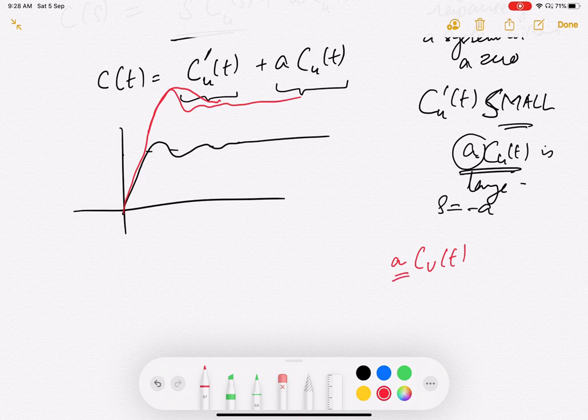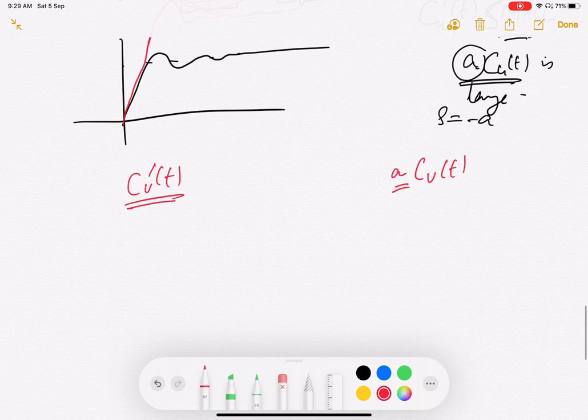But assuming your A is not large, then what is going to happen? As A gets smaller and smaller, the derivative term contributes more to the response and has a greater effect. For step responses, the derivative term is typically positive at the start of the response. So for a small value of A, we can expect more overshoot in the second-order system, because the c_u'(t) term is significant and the derivative term is positive.